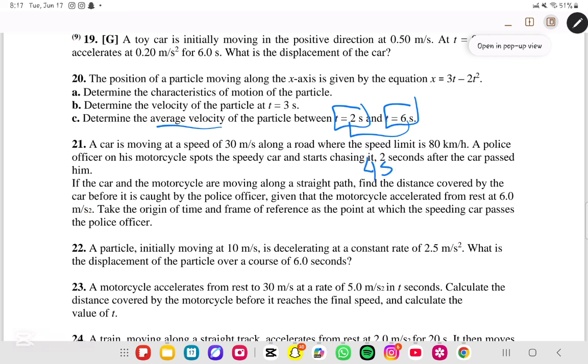That's 4 seconds. Then we find the total distance. How to find the total distance? First, not the total distance, sorry, the displacement. So you know that average velocity is equal to what? Displacement, delta x over time. So the time we found it to be what?